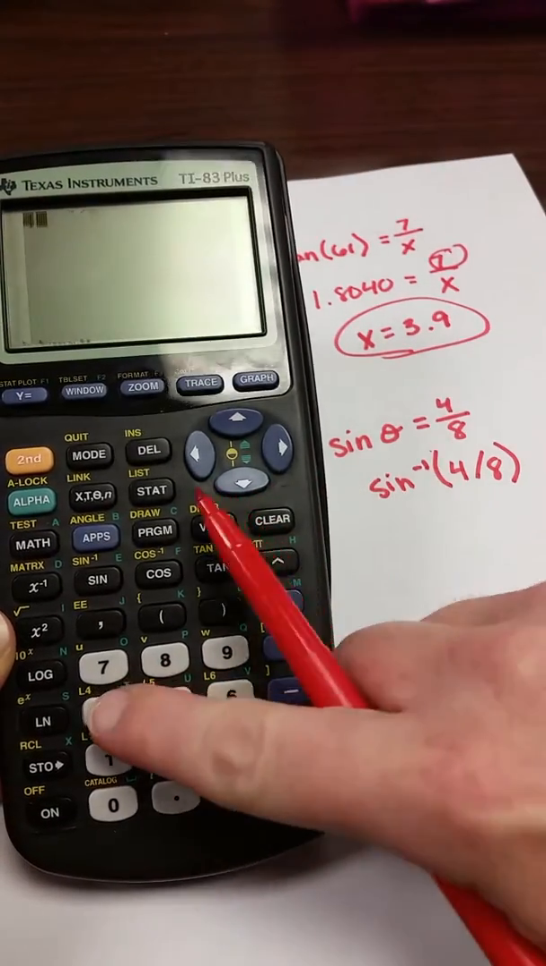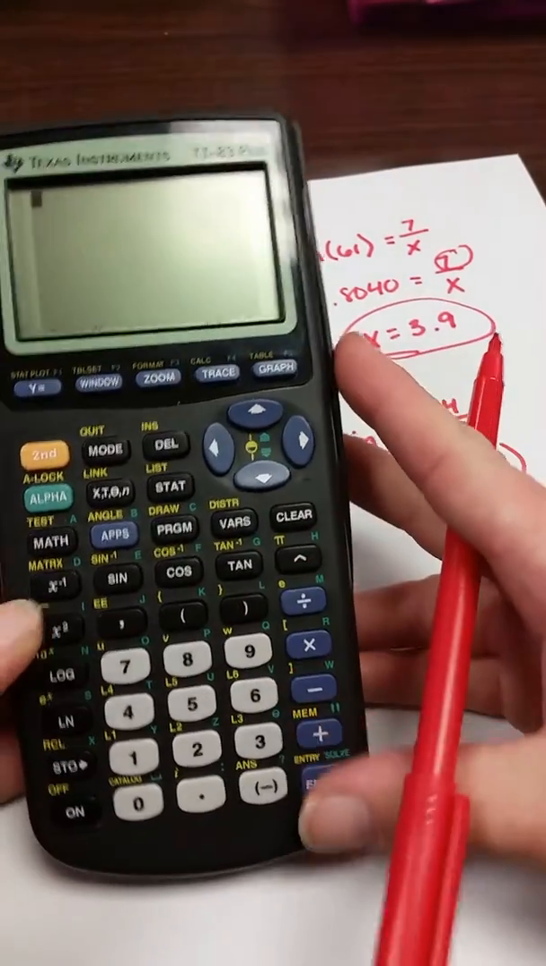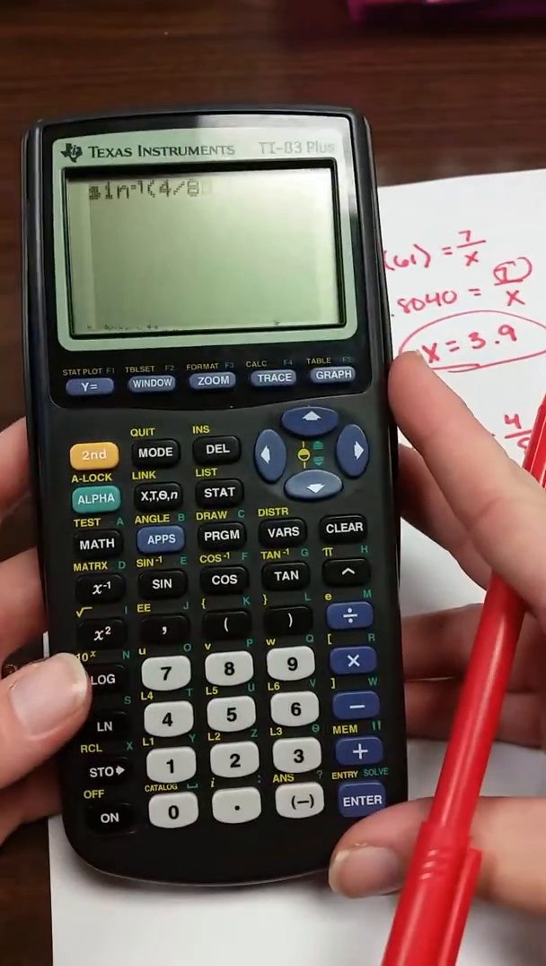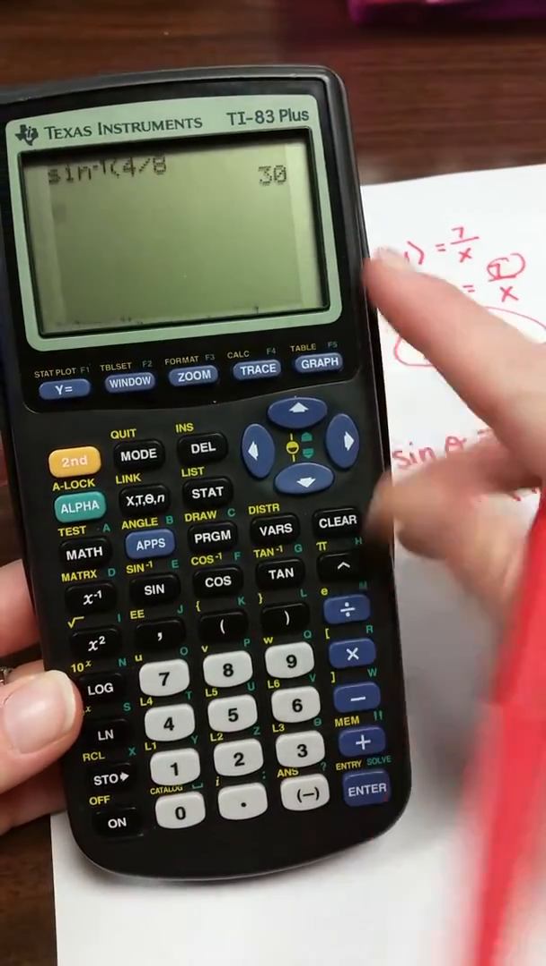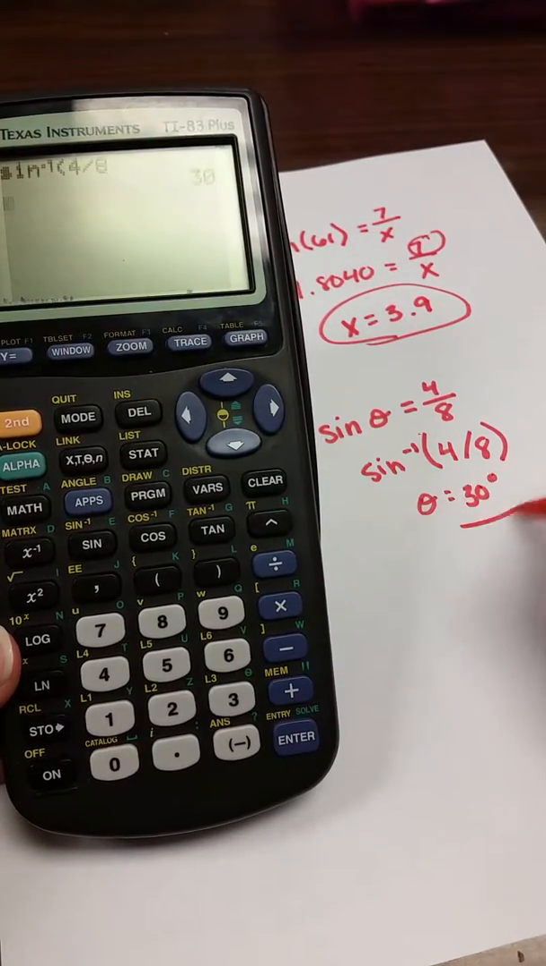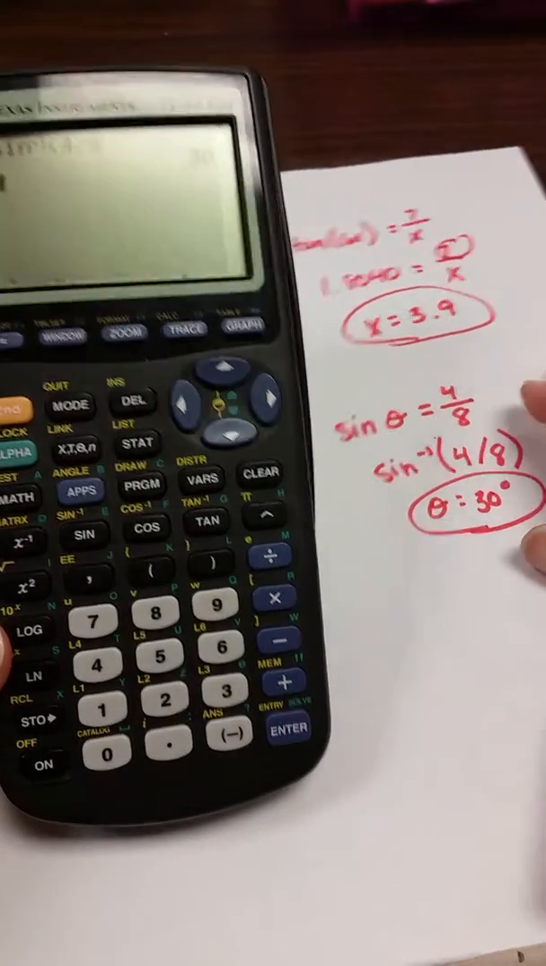So when you type in 4, oops, I just cleared everything out. Sine inverse 4 divided by 8, okay, hit enter, it gives you 30. That means your angle is 30 degrees. That's your theta. So that's all you do.